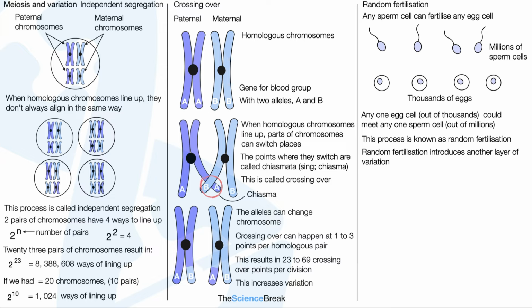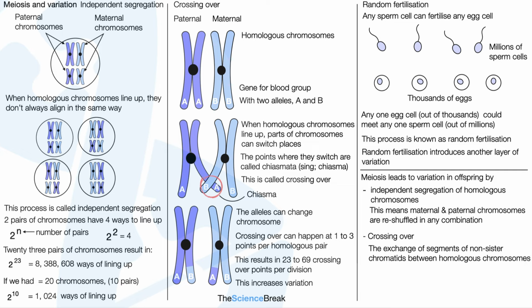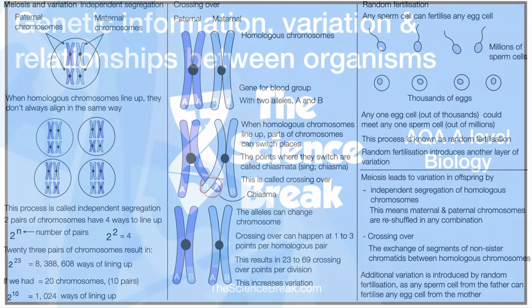If you were asked how meiosis contributes to variation, we can simply summarize it like this. Meiosis leads to variation in offspring by 1. Independent segregation of homologous chromosomes. This means maternal and paternal chromosomes are reshuffled in any combination. 2. Crossing over. This is the exchange of segments of non-sister chromatids between homologous chromosomes. Additional variation is introduced by random fertilization, as any sperm cell from the father can fertilize any egg cell from the mother. So this is meiosis and how it contributes to variation.